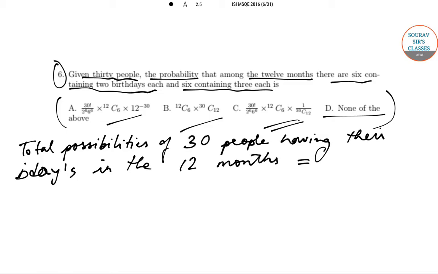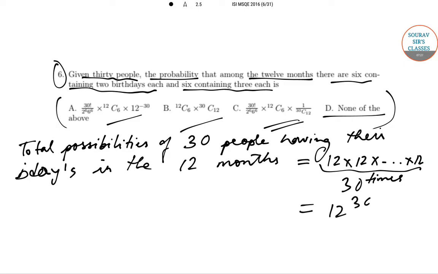So the first person can have his birthday in 12 ways, and the second person can also have his birthday in 12 ways in the 12 months. So that goes on for all, up to 30 times, up to the 30th person. So the answer is total possibilities 12 to the power 30.